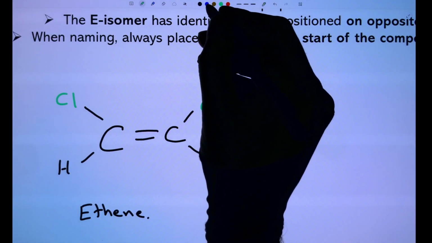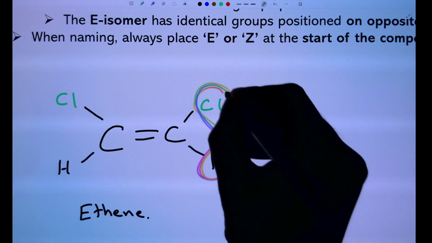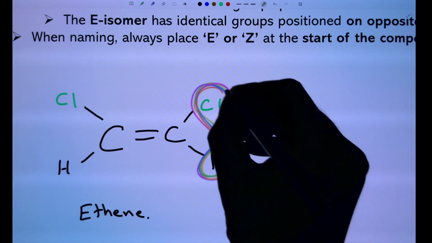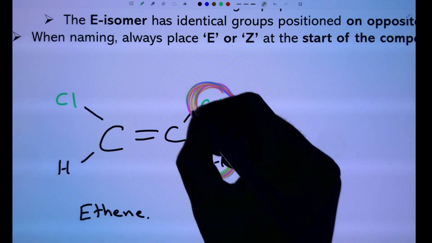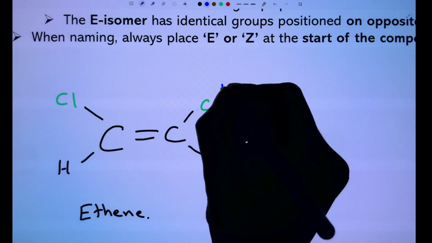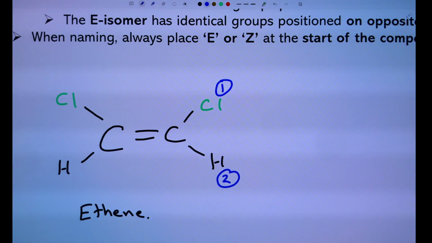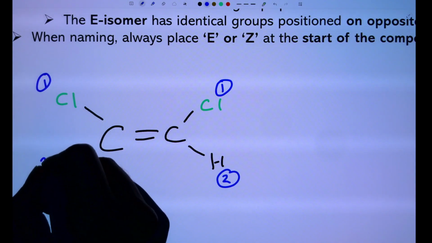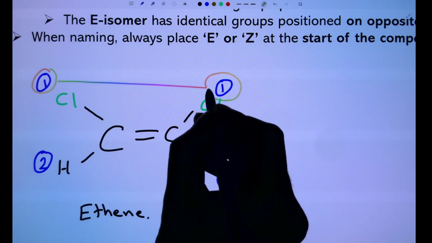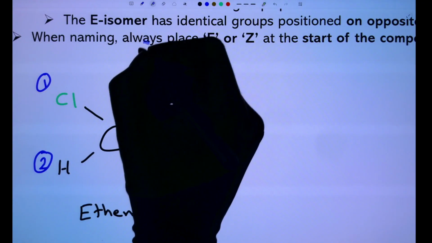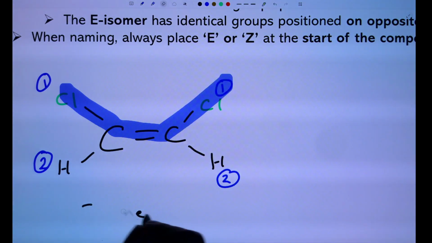So we need to take a look at the two groups of atoms or atoms and assign a priority. The heavier atom, based on its relative mass, is given a higher priority. So chlorine is 1, it's 35.5, and hydrogen is priority 2 because it has a lower mass. And on the left, chlorine is 1, hydrogen is 2. When the two heavy masses, priority 1, are on the same side of the double bond, this is the Z isomer.